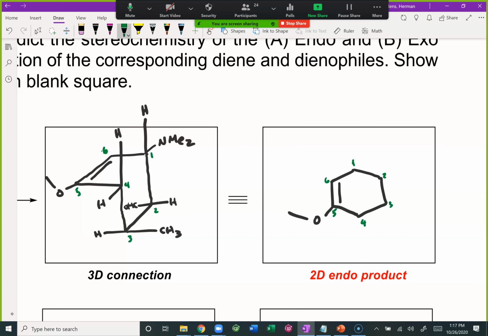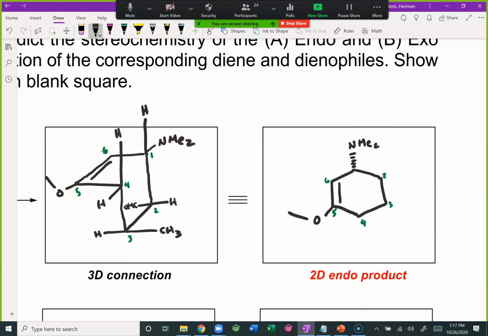What's going to happen to the dimethylamino group? Is it going to be up or down according to that? What do you think? That H group is down, right? That H group is really prominent. It's saying, hey, I'm up. So the dimethylamino group should be down.